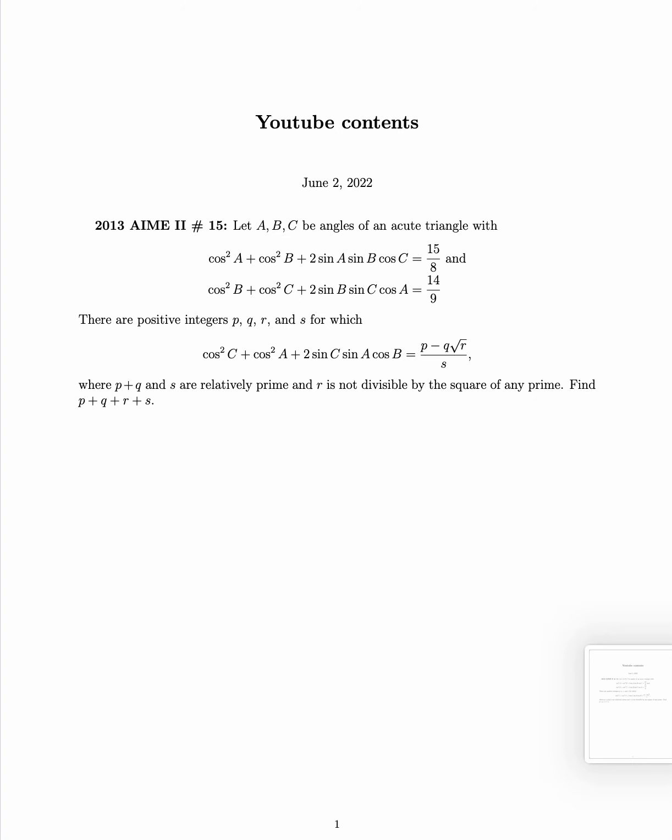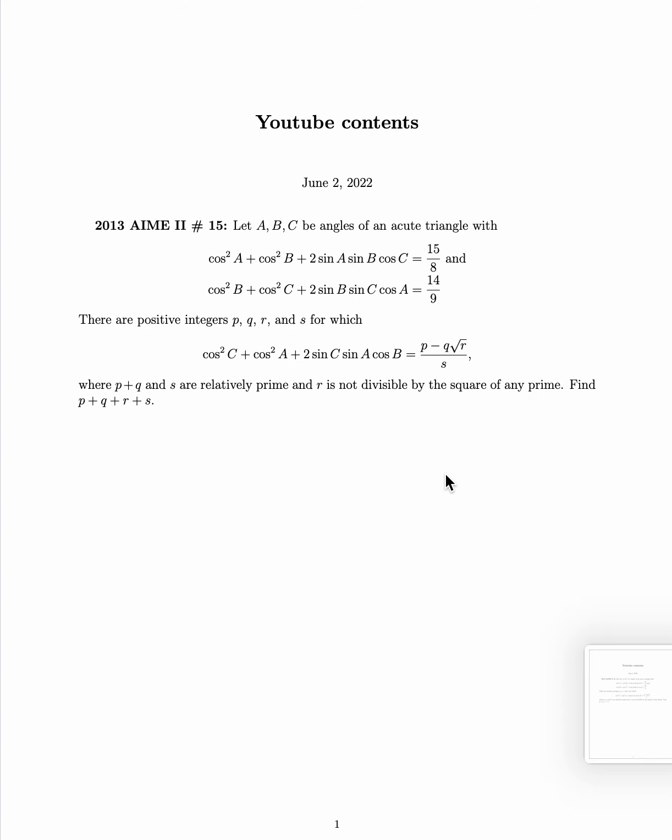This is 2013 AIME 2, problem 15, so it should be really hard. Let A, B, C be the angles of an acute triangle such that this expression holds, and there are positive integers p, q, r, s such that the value is equal to (p minus q root r) divided by s, and we want to find p plus q plus r plus s.